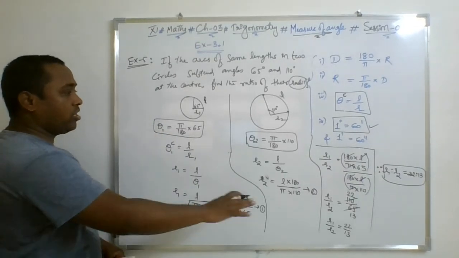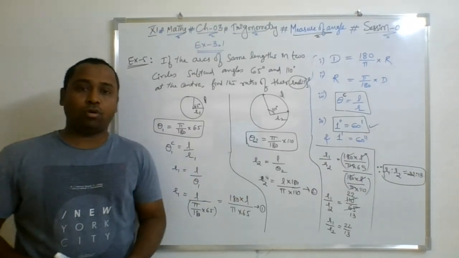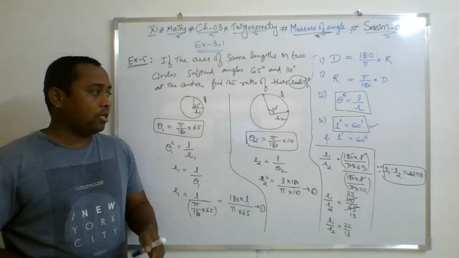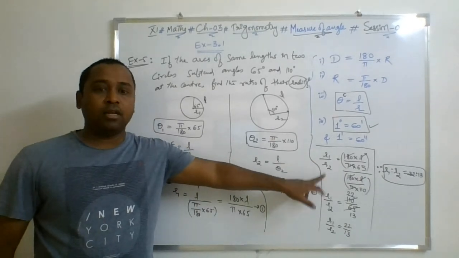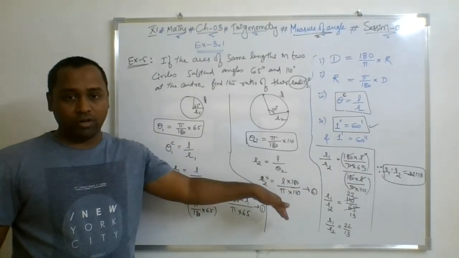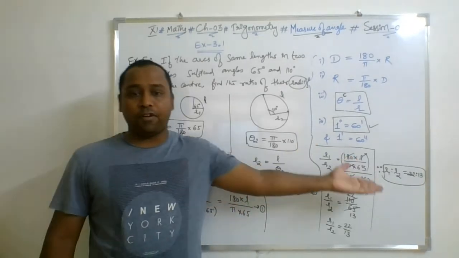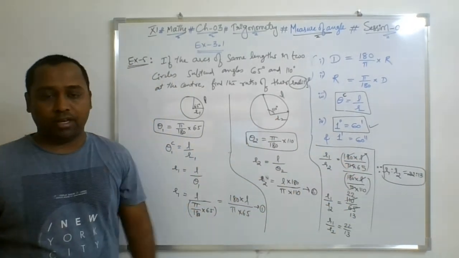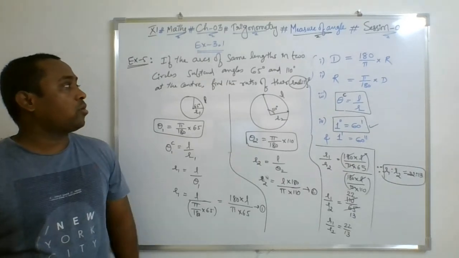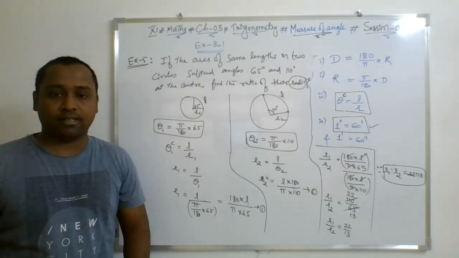So this is a general way to find the ratio of any two parameters. Whenever a ratio is asked, first calculate the individual quantities and then go for the ratio. This is a general way, right? So this is all about the first exercise.